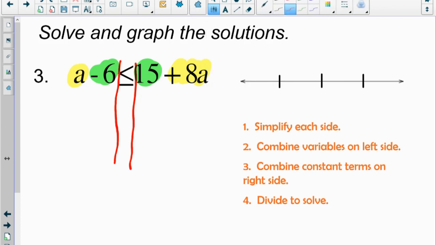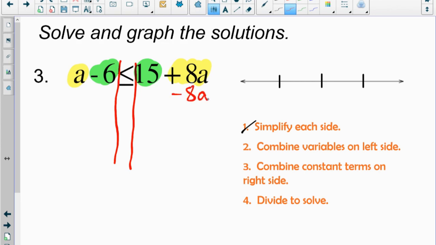What I need to do is try to sort these and balance it out. I have to get the variable terms on one side and the constant terms on the other side. So when I look at my steps down below, simplify each side, it's already done. Next, I want to combine my variables, and I prefer to do this on the left side with inequalities because that's how I want it written when I graph the solutions.